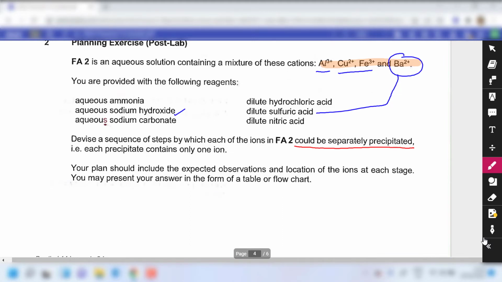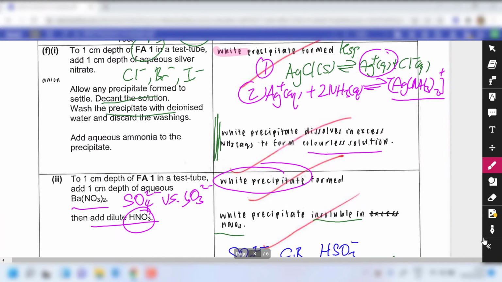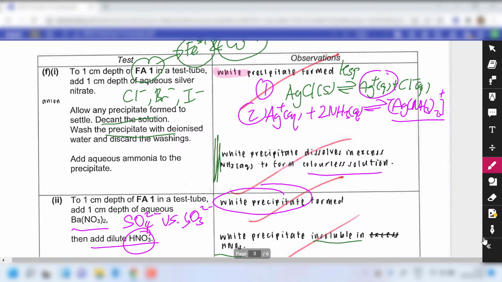And then you were told that your plan should include expected observation and location for the ions. You may present your answer in the form of a table or flow chart. Okay, so in that case, you probably want to include the reagents, so you can actually follow some of the way the tests are written in parts A to F. From the way they are written, I think you are able to think about what is the best way to devise the steps.